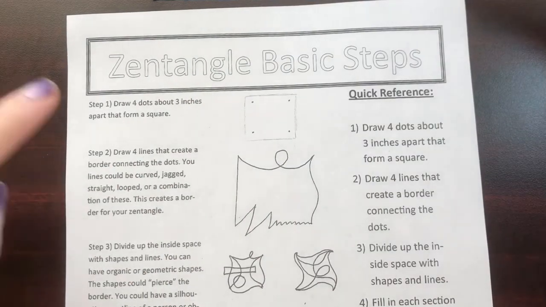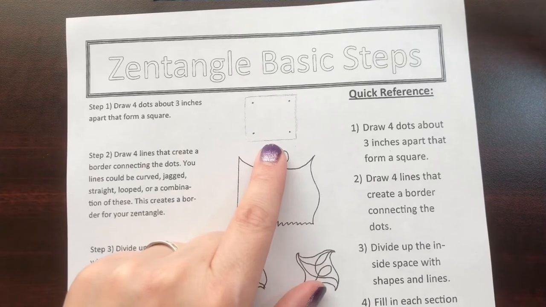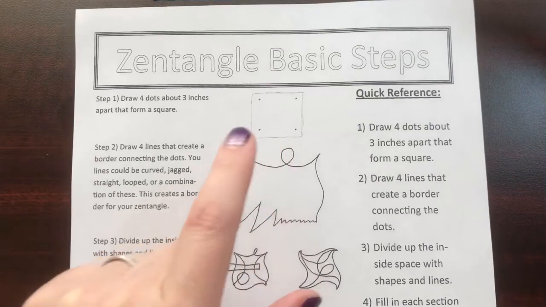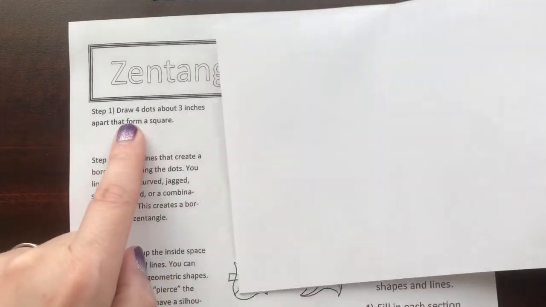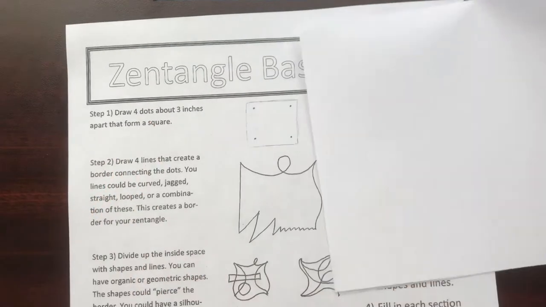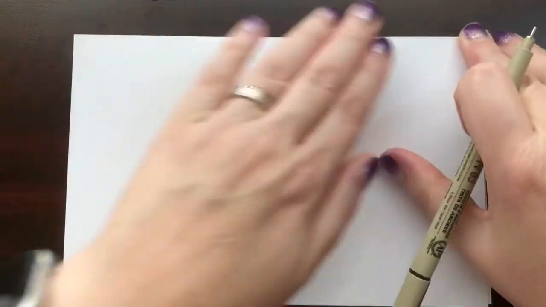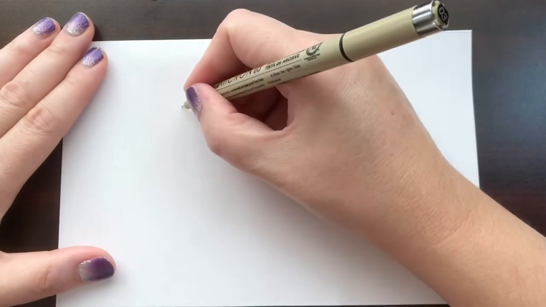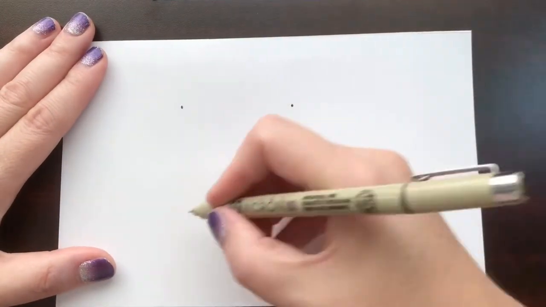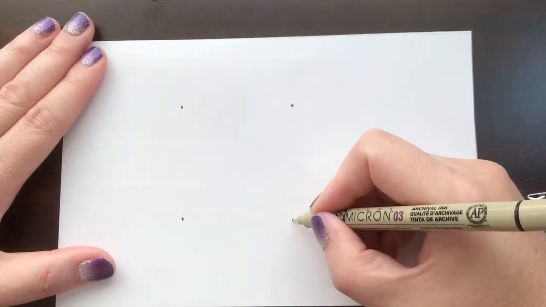So the first step is we're basically going to be creating kind of our square. So you can use any kind of paper you want, but you're going to draw 4 dots about 3 inches apart to form a square. So I'm just going to take this piece of paper that I folded in half so it shows on the screen, and I'm going to do dot, dot, dot, dot, like that. So I've got 4 little dots.